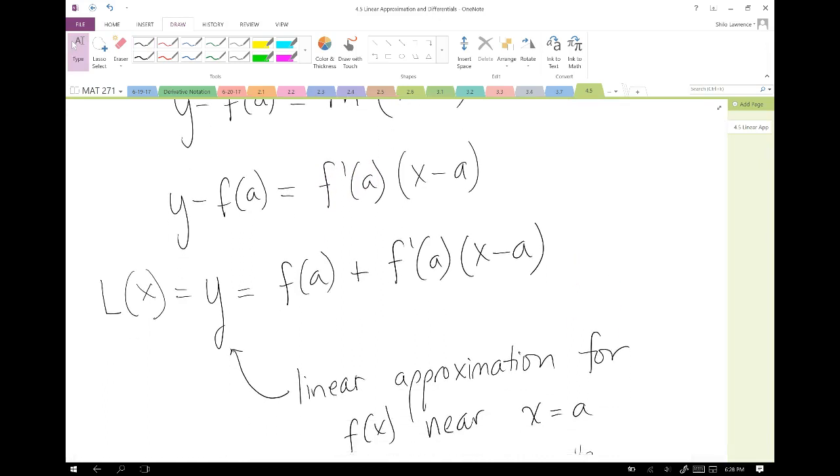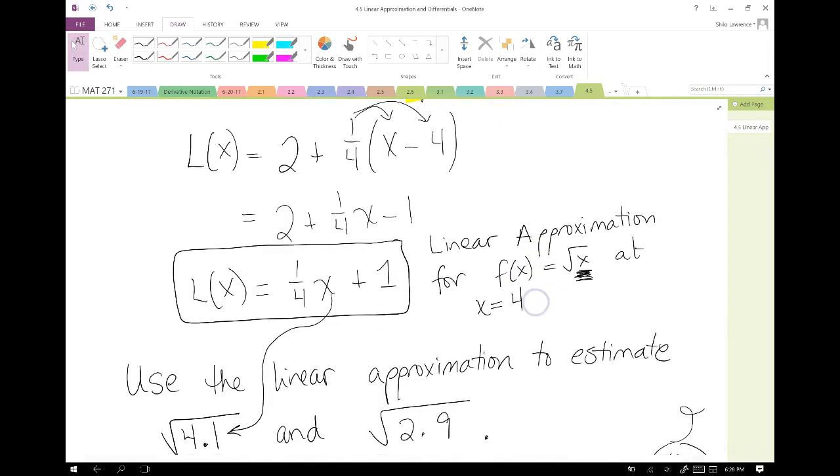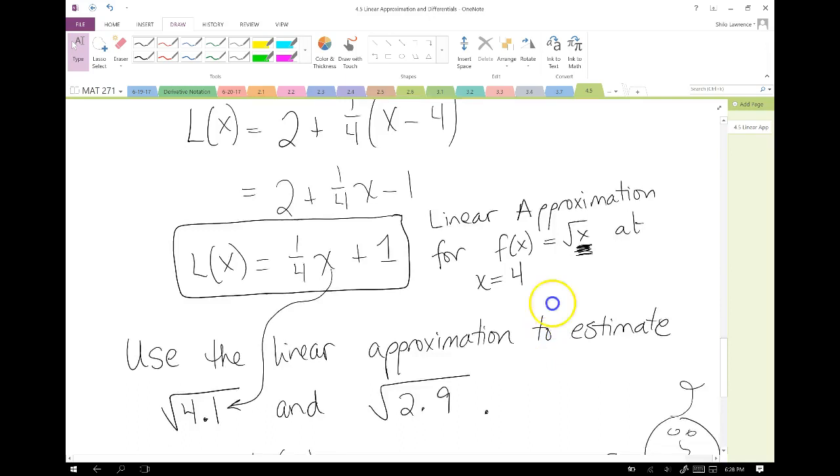We like our equation solved for the output variable. So we added the f of a over. And we said y, the output value, and this is on the line because this is the equation for a line. The output value on the line is f of a plus f prime of a times x minus a. This is going to give us a linear approximation for a function value. And as long as we stay close to that a value, which in this case was 4, we should be able to find a pretty good approximation for some different values in that function.